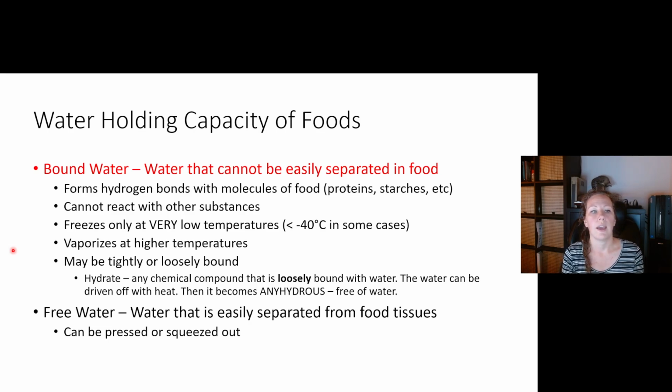So free water, it can be pressed or squeezed out. If you cut something open, it might just come out just like that. It's easily boiled, frozen, or evaporated. So if you are boiling that substance, it will come out. If you're freezing it, that water will be frozen. If you are trying to dry it, to just remove the water, then it will be the water that evaporates. That said, there's always going to be some water that stays behind that cannot be evaporated. That's the bound water. Okay.